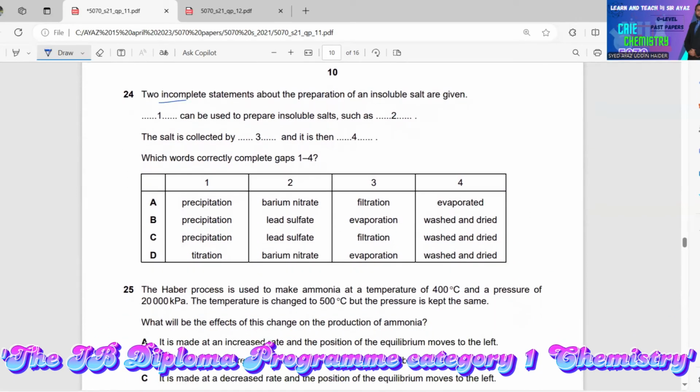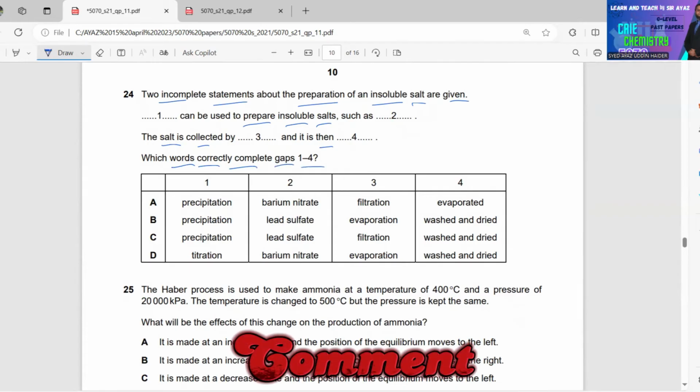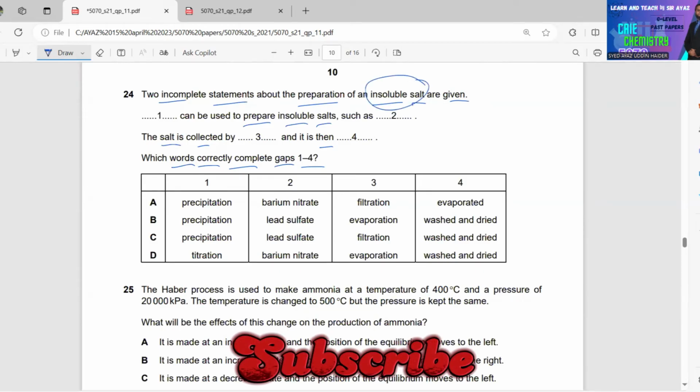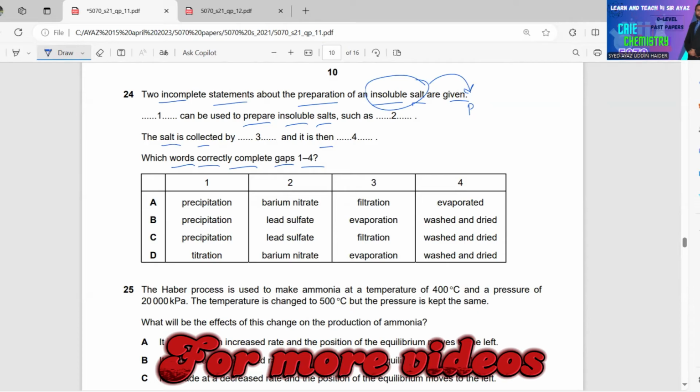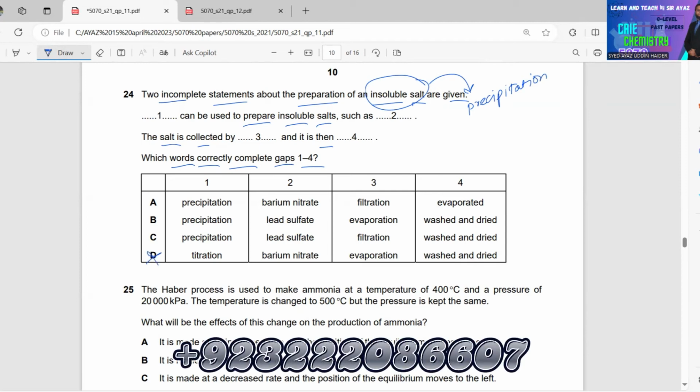24. Two incomplete statements about the preparation of an insoluble salt are given. One can be used to prepare insoluble salts, such as 2. The salt is collected by 3 and is then 4. Which words correctly complete gaps 1 to 4? So first of all, the method which is used for the preparation of the insoluble salt is precipitation, straight away. So no need to pick up this one. Either A is correct, B is correct, C is correct.